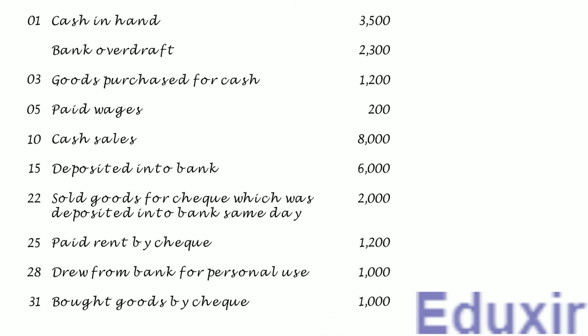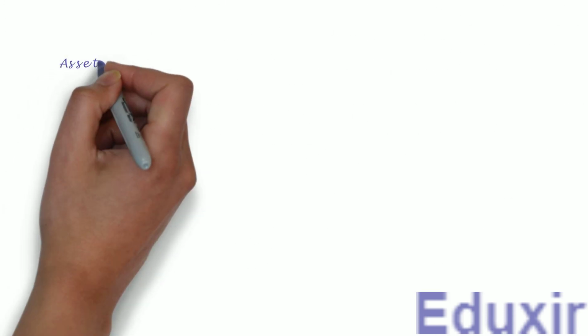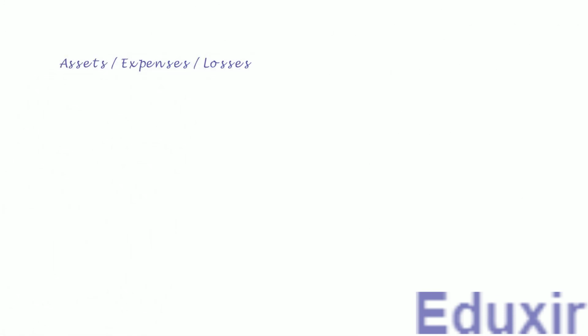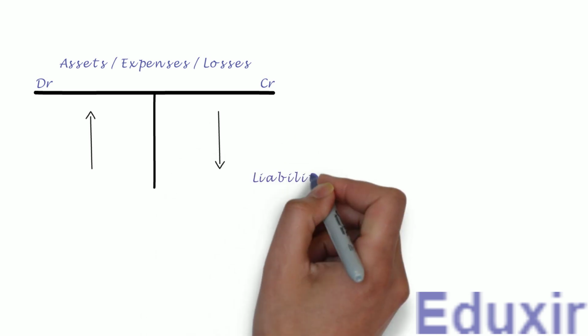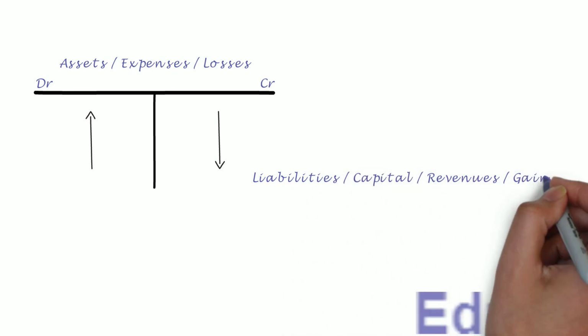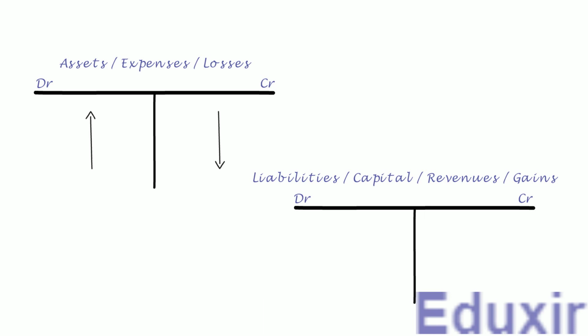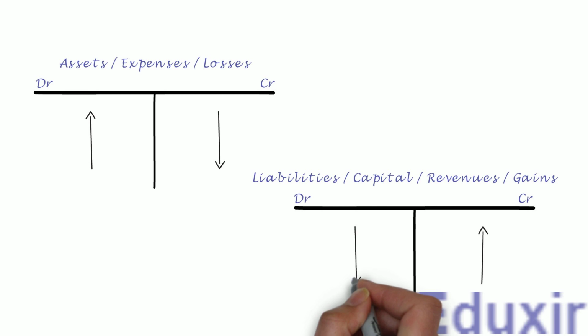Before we proceed with the analysis of these transactions, let us first recap the rules used for posting the transactions. In case of assets or expenses or losses, any increase in any of these should be debited and any decrease should be credited. Whereas, in case of liabilities or capital or revenues or gains, any increase in any of these should be credited and any decrease should be debited. With these rules at our hand, let us now proceed with the analysis of these transactions one by one.